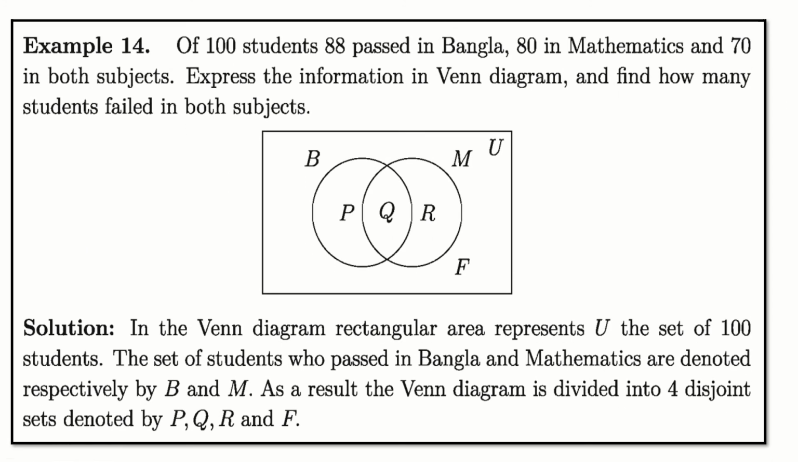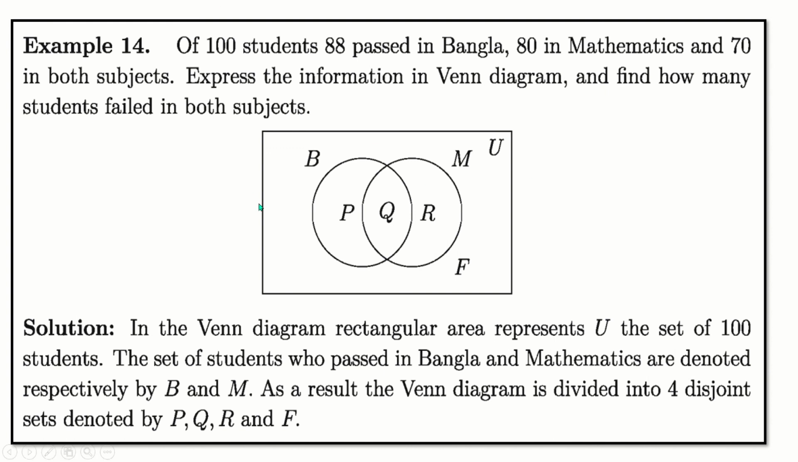Example 14. Of 100 students, 88 passed in Bangla, 80 in mathematics, and 70 in both subjects. Express the information in a Venn diagram and find how many students failed in both subjects. From the figure we can say what the answer will be.